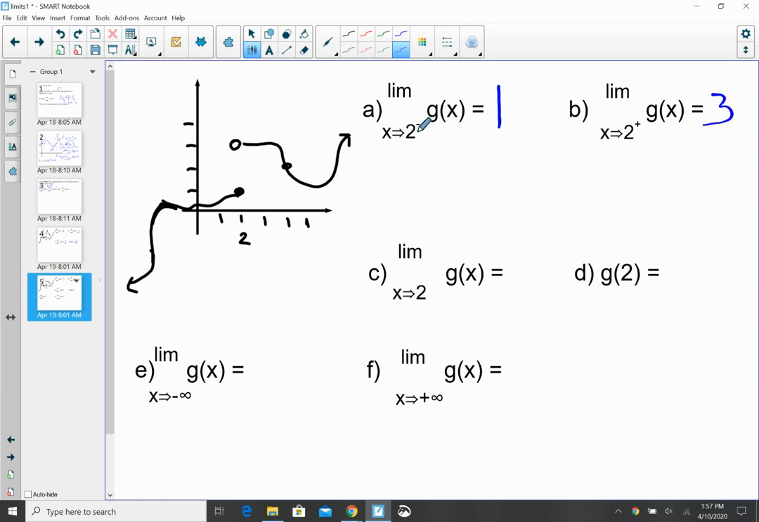Now, since the left and the right are 2 different numbers, this does not exist. So we can write D N E, which stands for does not exist. If you don't approach the same number from the left and the right, you write D N E. All right, G of 2. Moving on. G of 2 is asking, what's the value when x actually equals 2? Which dot is going to be the value? The filled in dot. The filled in value is 1.